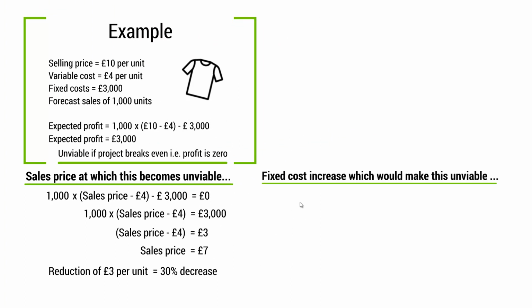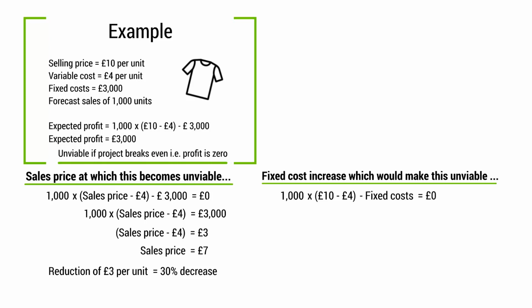What about the fixed cost? How much would fixed costs need to increase by before the project becomes unprofitable? Now, this is a bit easier to answer because we already know what our fixed costs are and we know what our expected profit is. But let's put the equation back together. So we've got 1,000 multiplied by our contribution. Remember that our selling price and our variable costs aren't changing in this instance, minus the fixed costs equal 0.